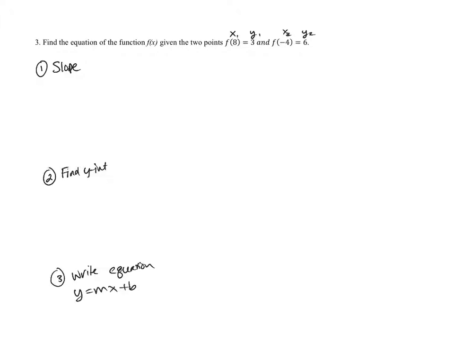We can use this same process if we're given two points in function notation. We've got an x and a y for the first point and an x and a y for the second point. Our steps to find an equation of a line would be first find the slope, second find the y-intercept, and then in this case write the equation for our function. We're used to writing y equals mx plus b, but we're going to write that in terms of a function, so f of x.